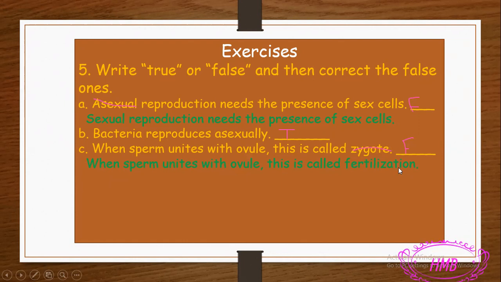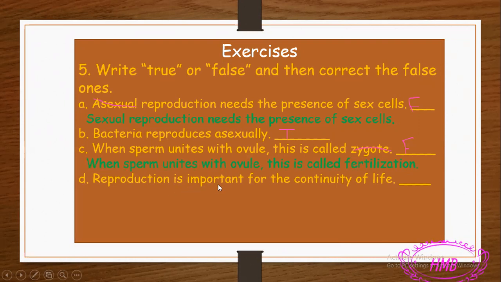Okay, some students get confused. And yes, when sperm and ovule join, I have a zygote. But here I'm not asking about the name of the cell that results when they join together. I'm asking about the process itself. What do we call it? So this process is called fertilization.